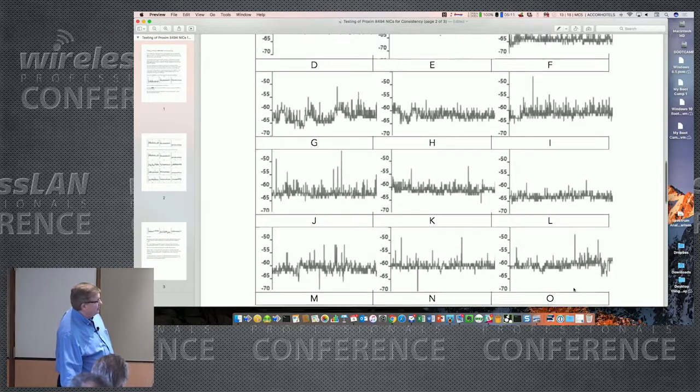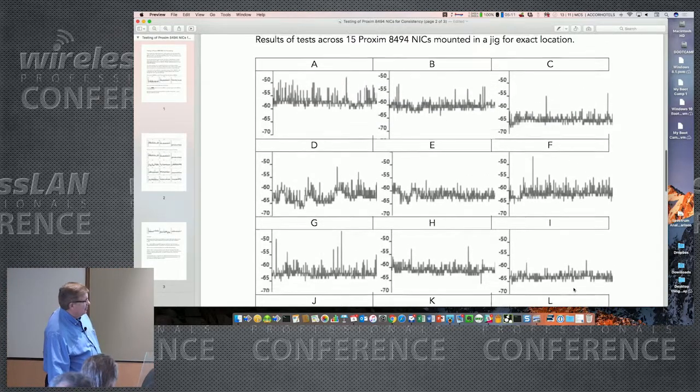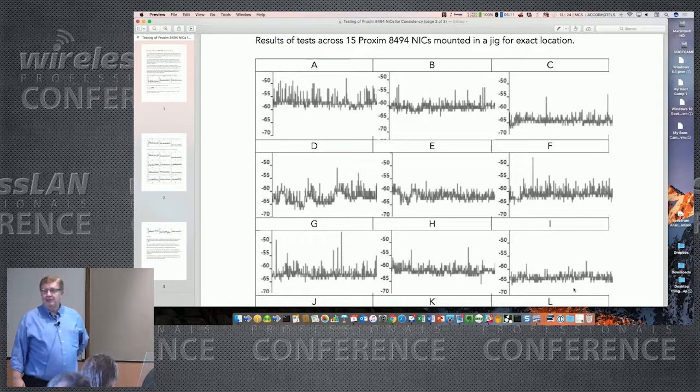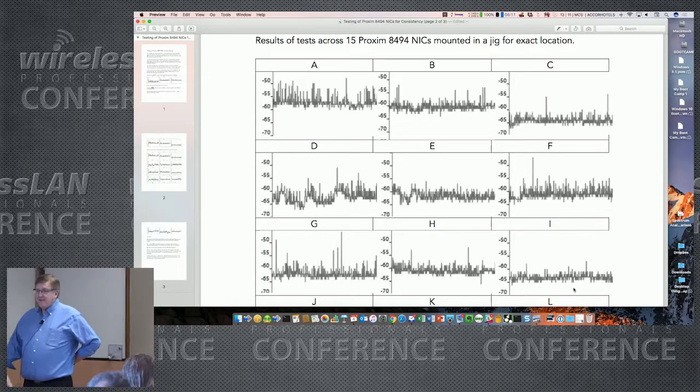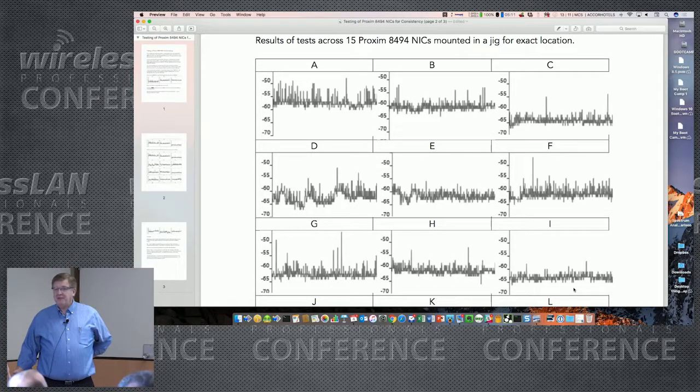And see if you can see which one it is. It's C. The one that was my favorite. And now it's like 5 dB lower. Like, do I use it or not use it?